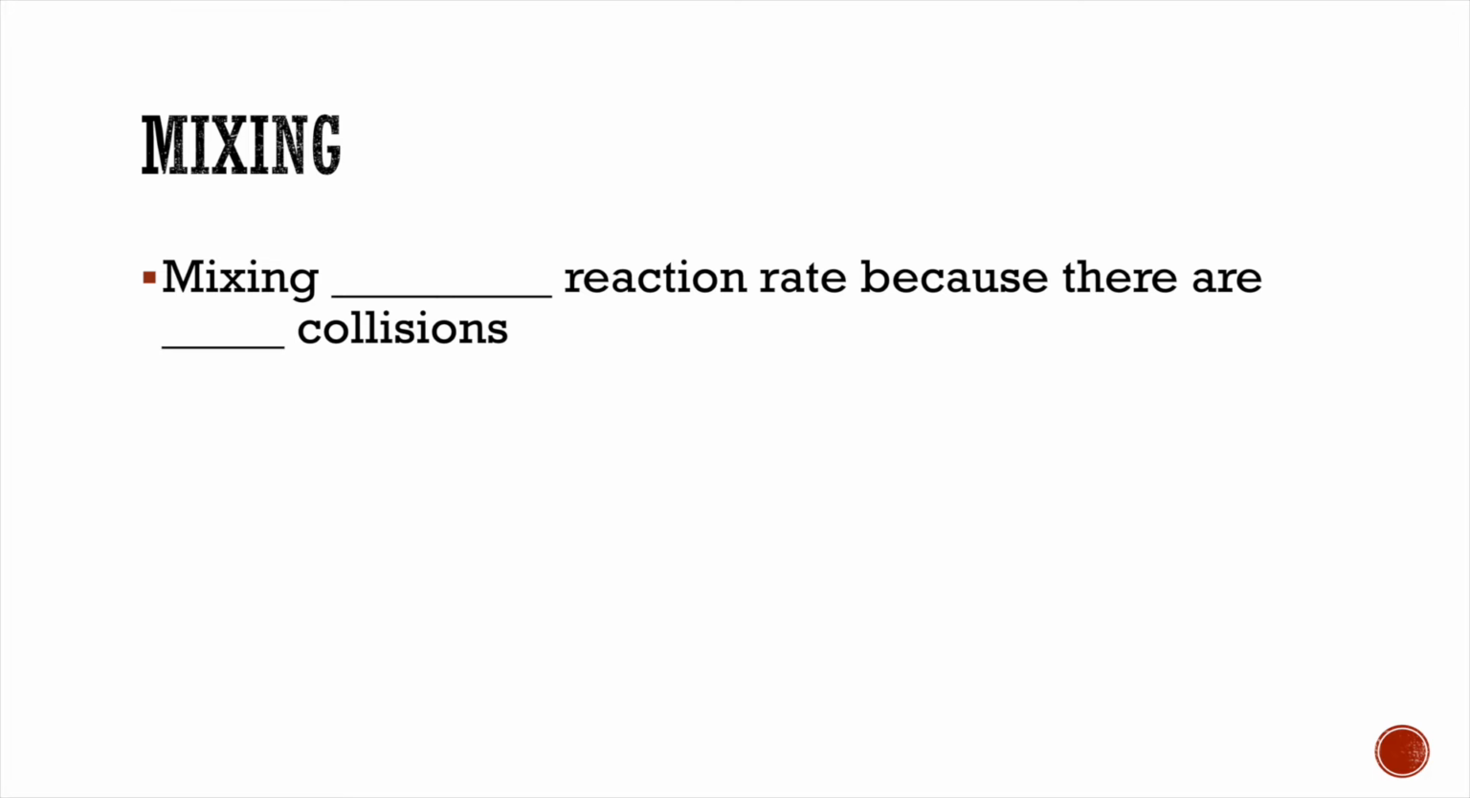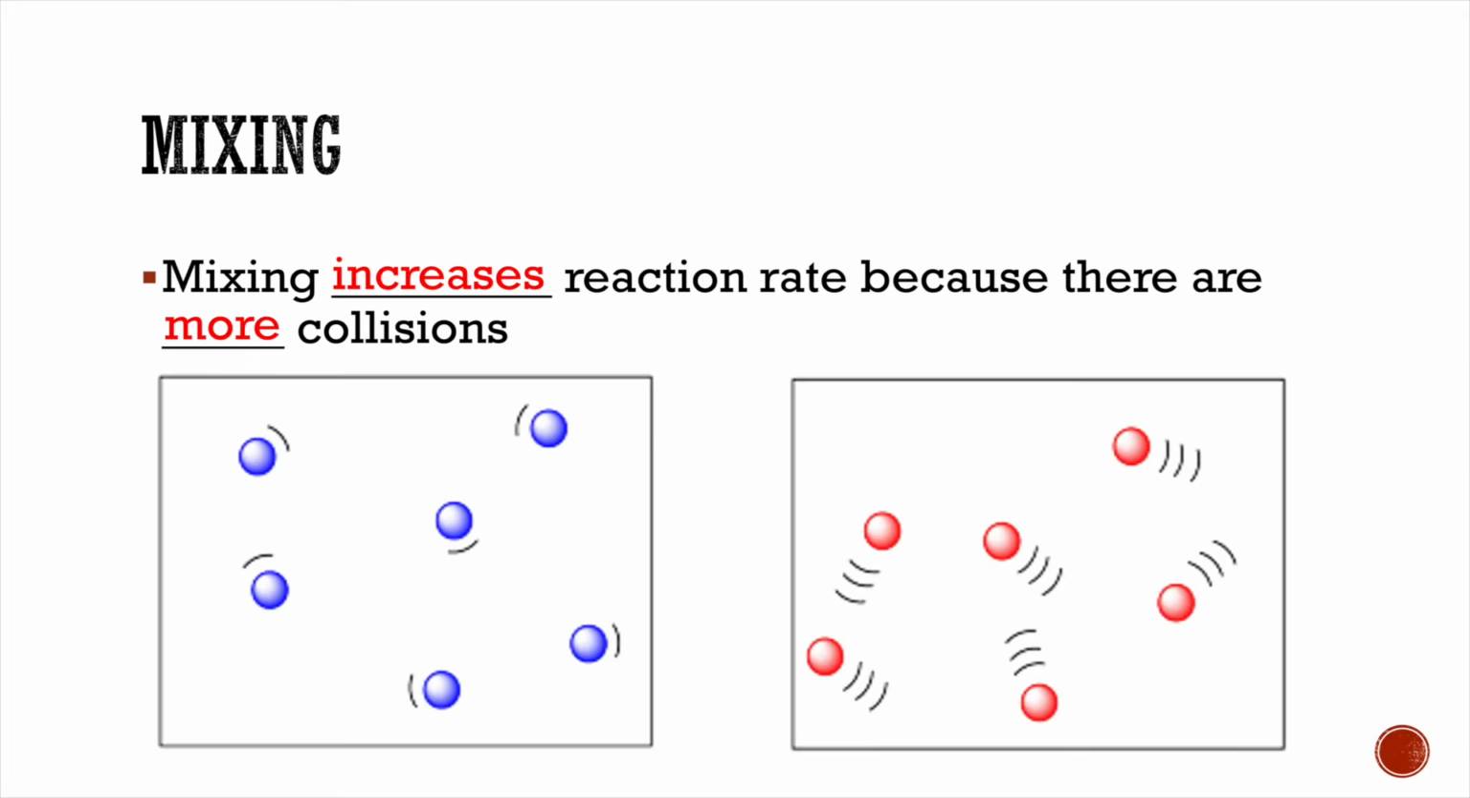For mixing, mixing increases reaction rate because there are more collisions. When I'm moving faster, I'm more likely to run into something else. Think about it this way, you're standing in the classroom. If I ask you guys to walk around the room, it's pretty easy to avoid each other and the desks and the chairs. But if you're running around the room, you're much more likely to come in contact with something else, whether intentionally or not.